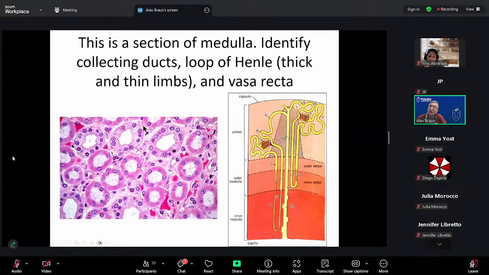Here we see a cross section through the medulla. You could compare it to this drawing of the medulla, the diagram showing you what you might expect to find. Depending on where you take a cross section, you might see thick limbs of Henle, thin limbs of Henle, collecting ducts, and also, not seen in this drawing, vasa recta. Those are the kind of things we may encounter in the medulla, and indeed we do encounter them in this particular cross section.